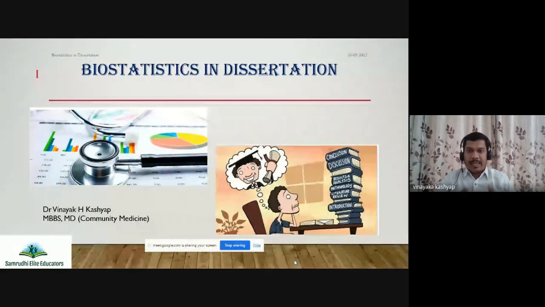I will not be going into detail because dissertation itself is a long topic and biostatistics itself is a separate branch, so if you have to go through it, you may require more time. I will be just focusing on what a dissertation is, what you are supposed to write, how you go about the dissertation, and then the common biostatistical tools required to complete your dissertation. This will be the primary focus area.